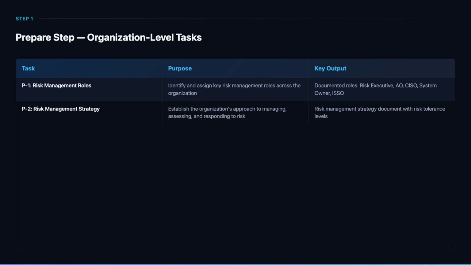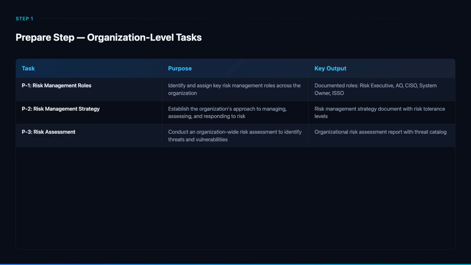Task P2 establishes the risk management strategy, how the organization will assess, respond to, and monitor risk. This includes defining risk tolerance levels, risk assessment methodologies, and risk response strategies. The CyberSec case study demonstrates building a comprehensive strategy document from scratch.